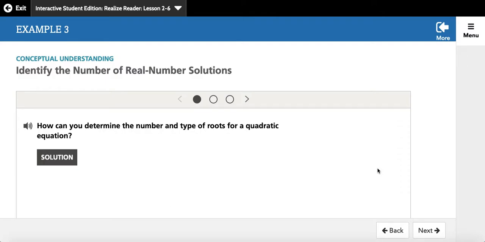All right, Algebra 2 students, this is a video for example 3 for section 2.6. We're going to identify the number of real number solutions. How can we determine the number and types of roots?